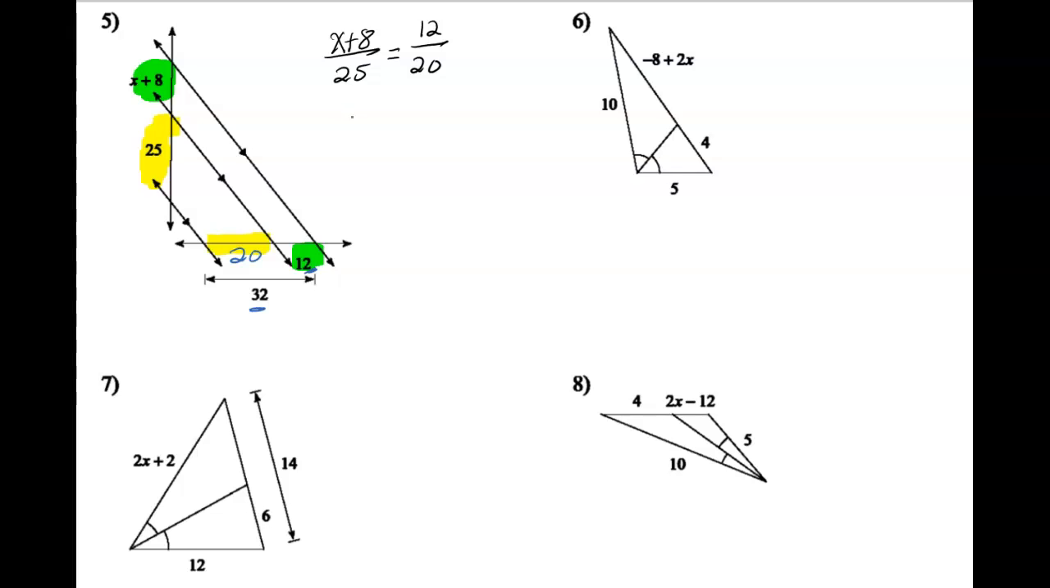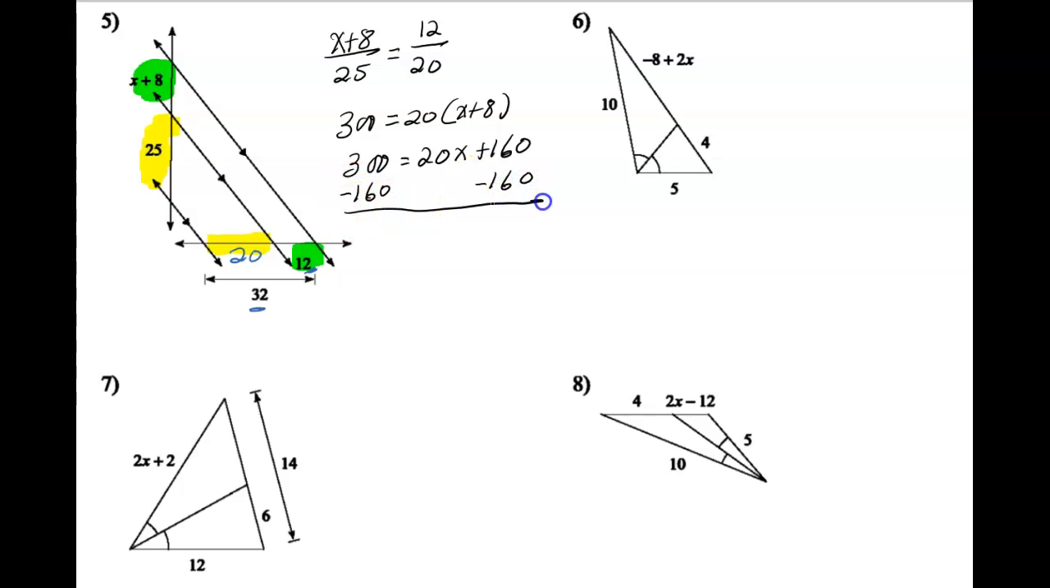Multiplying, 25 times 12 is 300, is 20 times x plus 8. 300 is equal to 20x plus 160. We'll subtract 160 from both sides. 140 is equal to 20x. Divide by 20. X is equal to 7.